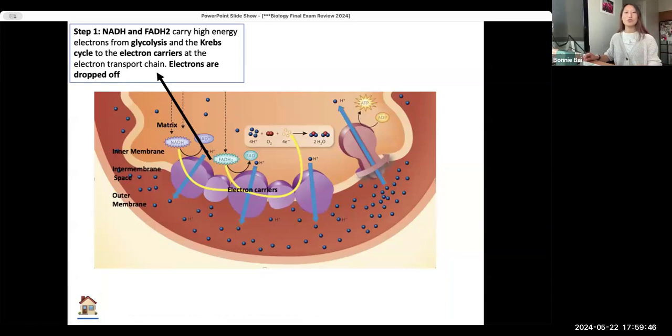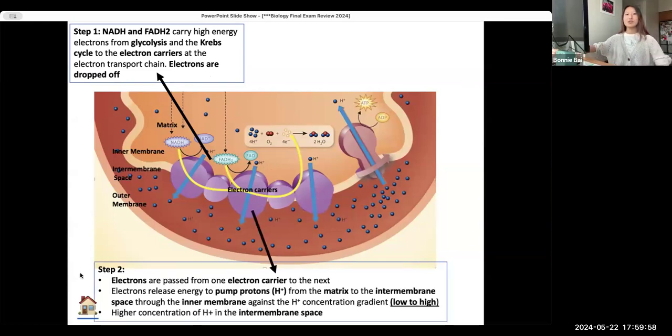really important step, the electron transport chain. Step 1, NADH, FADH2 carry high energy electrons from all the steps, and the electrons are dropped off, as you can see. So this is words for you to pause and look at. Step 2, the electrons go down the electron transport chain and pump hydrogen now from the matrix to the intermembrane space through the inner membrane, right? You can see the inner membrane. So it's going through it.